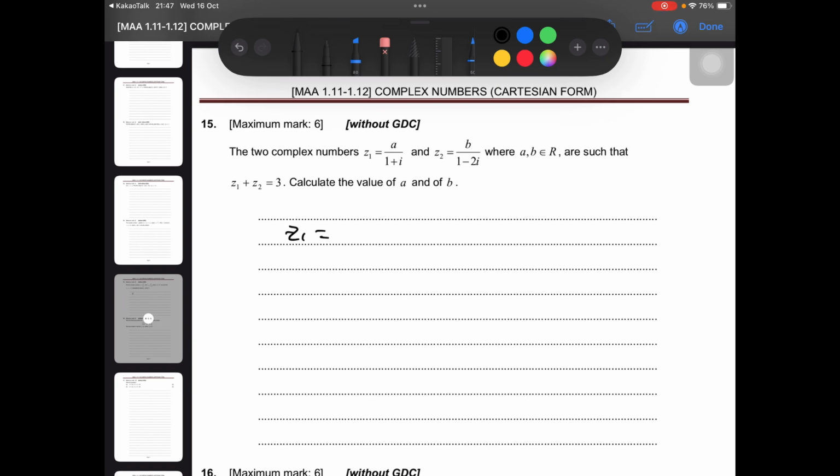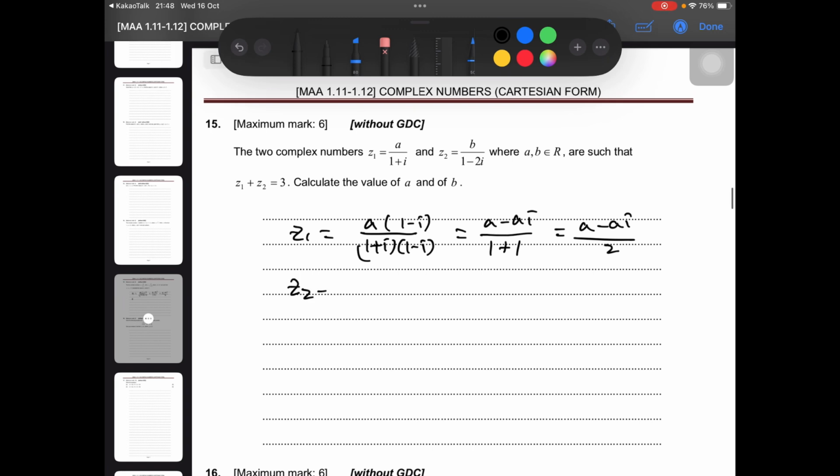So for z1, the conjugate of 1 plus i is 1 minus i. So 1 plus i times 1 minus i, 1 minus i squared, which is negative 1, and a minus ai. So this is a minus ai over 2. Z2, b over 1 minus 2i, times 1 plus 2i. Again, 1 minus 4i squared, which is negative 4, and b plus 2bi. So now this is b plus 2bi over 5.